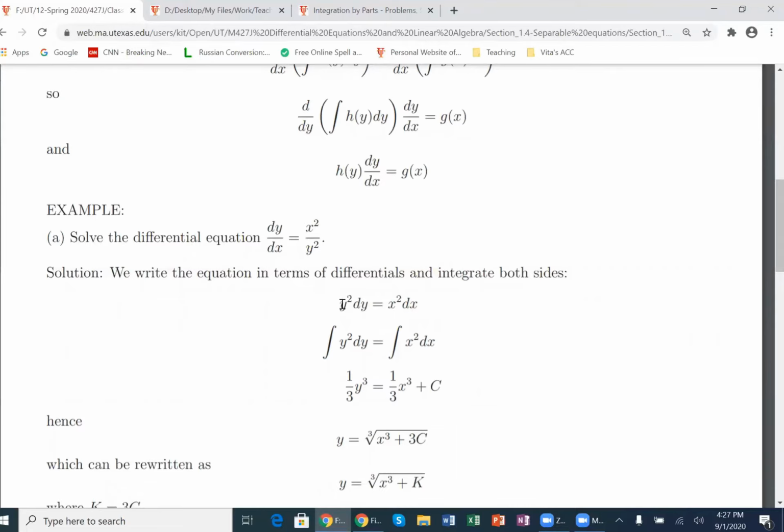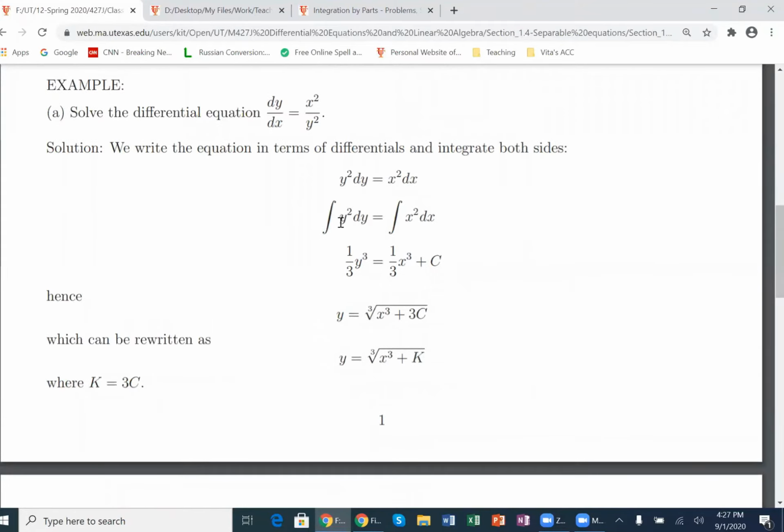Here we are talking about separable differential equations. So, step 1, we separate the variables. Step 2, one can show that we can integrate both sides. Done. After that, antiderivative of y squared is 1/3 y cubed. Antiderivative of x squared is 1/3 x cubed. And we put plus c only once.